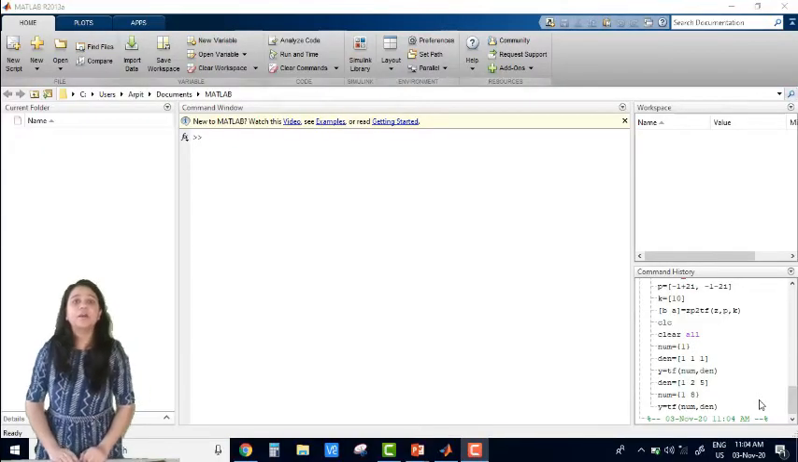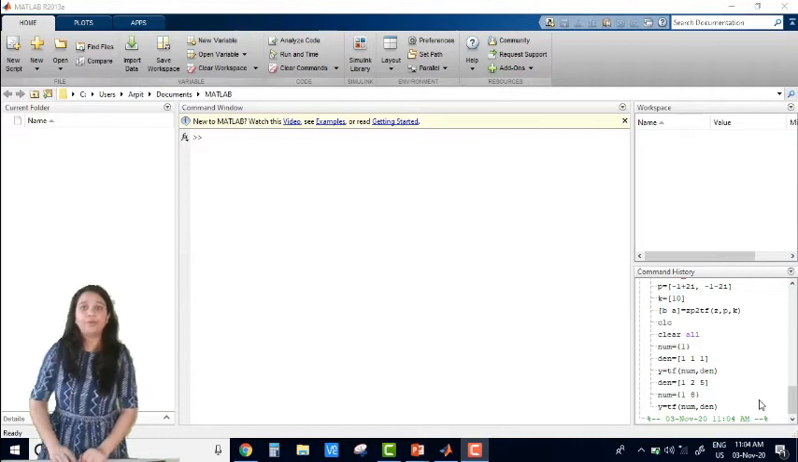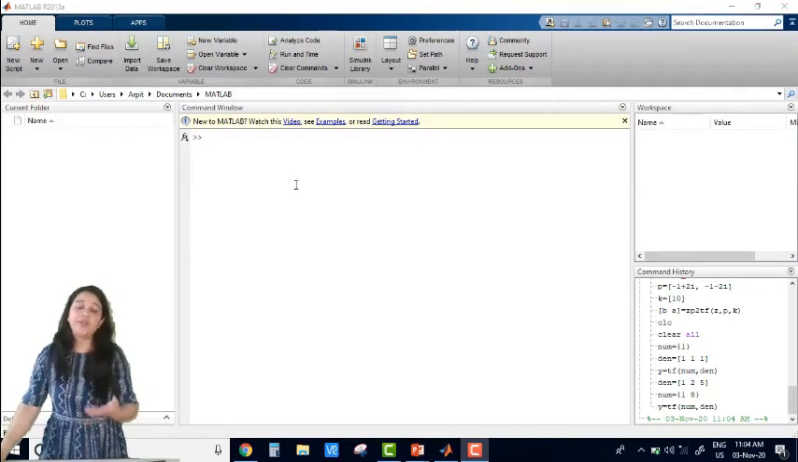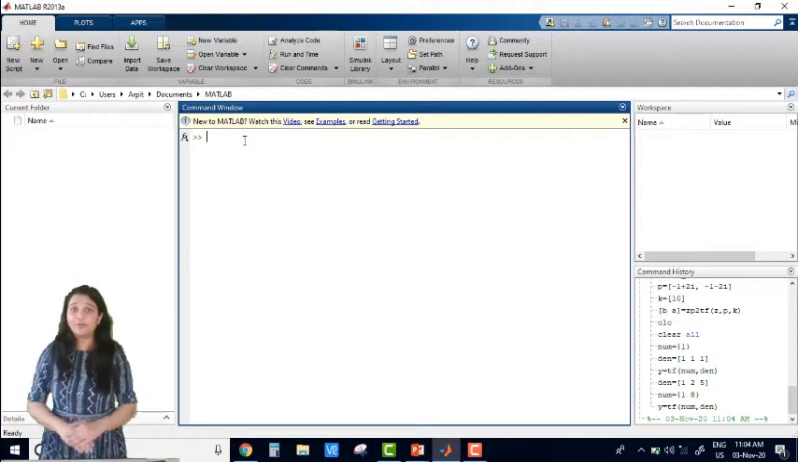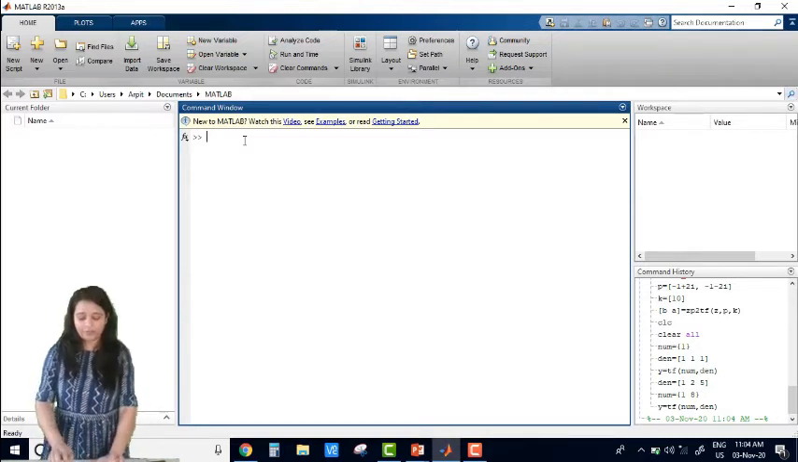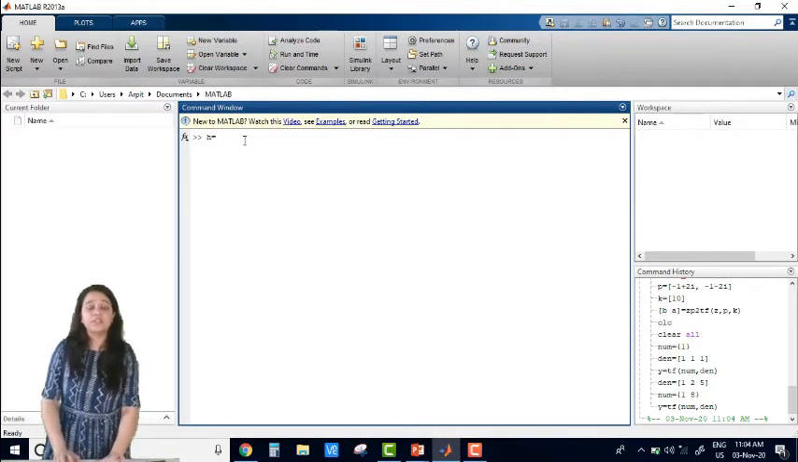Okay, so this is the command window of the MATLAB tool. As you have seen earlier, we define the numerator and the denominator, and then we find the transfer function of the system. Today we find the root locus, and then we can see the stability of the system. For that we have to define the transfer function of the system.